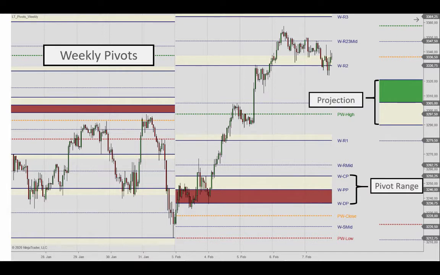And then pivot projection. This will give you a heads up on where the next session pivot levels will be. So the projection starts towards the end of the session for the weekly. It's set by default to start on Thursday, when the high and the low of the session is less likely to change for the remainder of the session. And so that's useful to identify potential reversal setups for the start of the next week or the start of the next day.